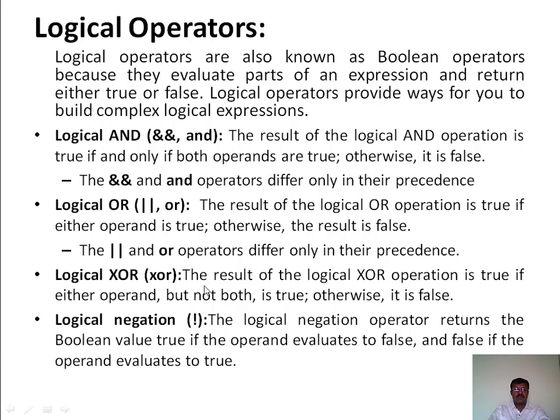Logical XOR. The result of the logical XOR operation is true if either operand but not both is true, otherwise it is false. Logical negation will be represented by the exclamation symbol. The logical negation operator returns the Boolean value true if the operand evaluates to false and false if the operand evaluates to true. So that is what your logical negation operator does.